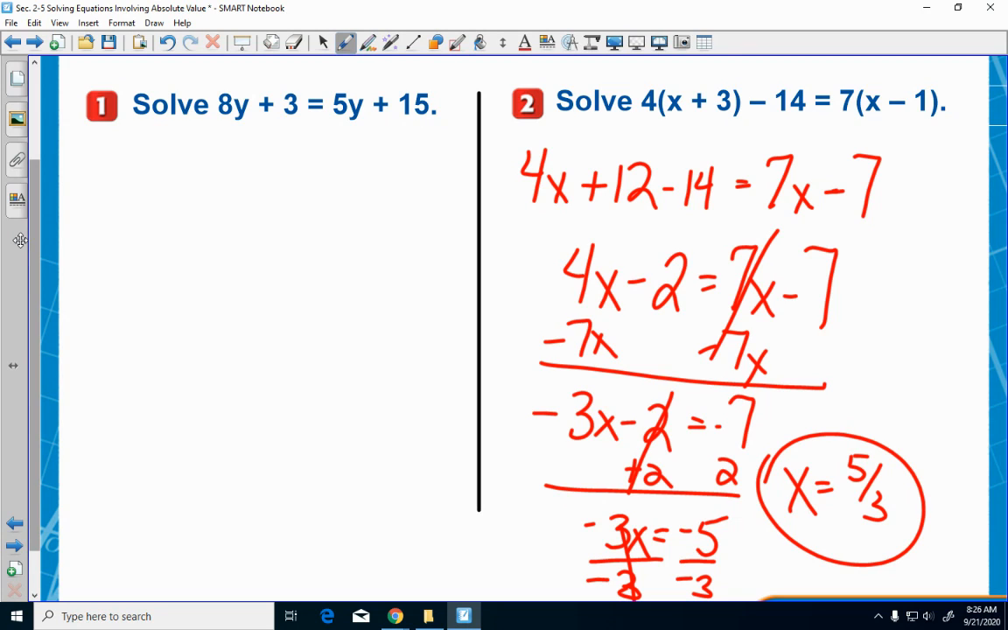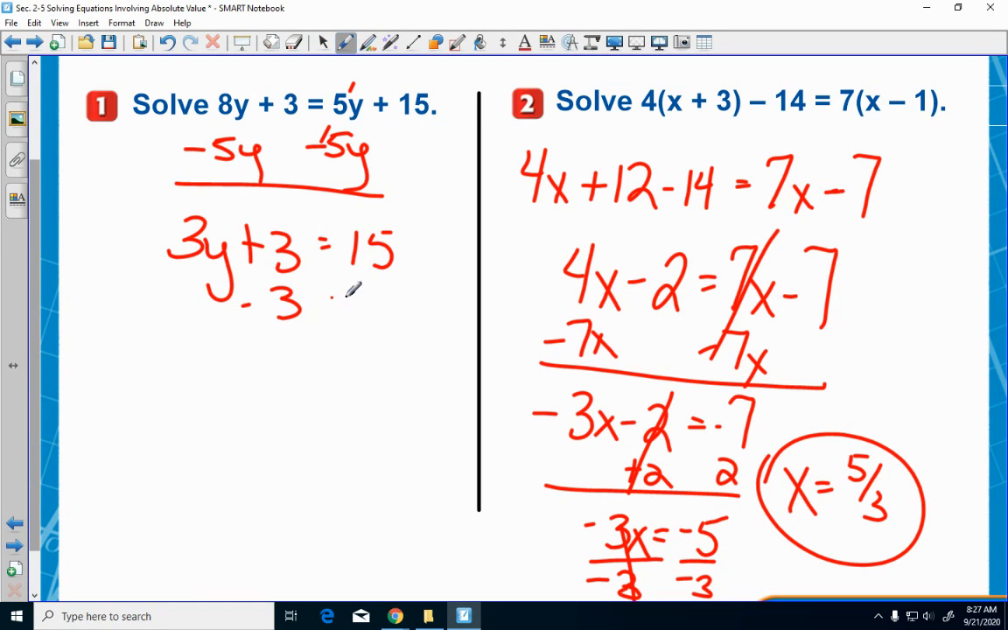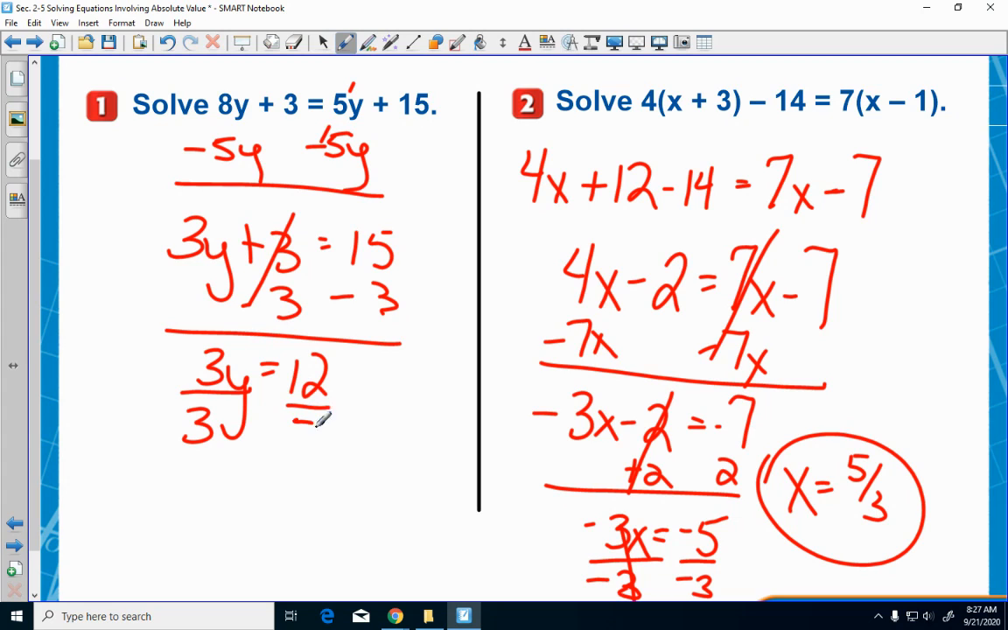Connor, you did the one on the right? Or the left? What did you get for an answer to that? Y equals 4. So I would assume, probably move the 5y. So that would leave us with 3y plus 3 is equal to 15, and then get rid of the 3. So we get 3y equals 12, and then we would divide by 3. So we get y is 4.